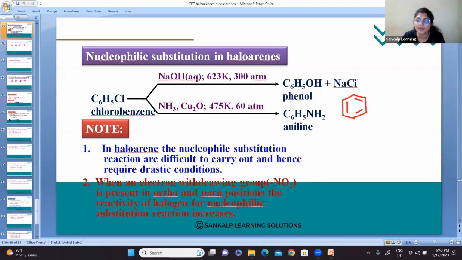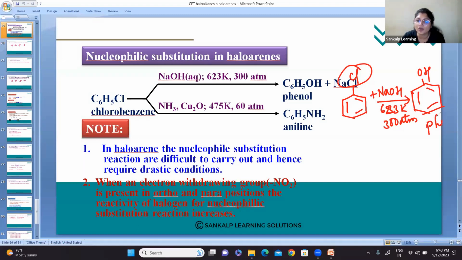So this is chlorobenzene. They are reacting it with NaOH at the temperature of 623 Kelvin and 300 atmospheric pressure. So chlorobenzene is treated with this and you obtain what? This atom is replaced by OH. So this is phenol. So it produces phenol and NaCl is the byproduct which is obtained.